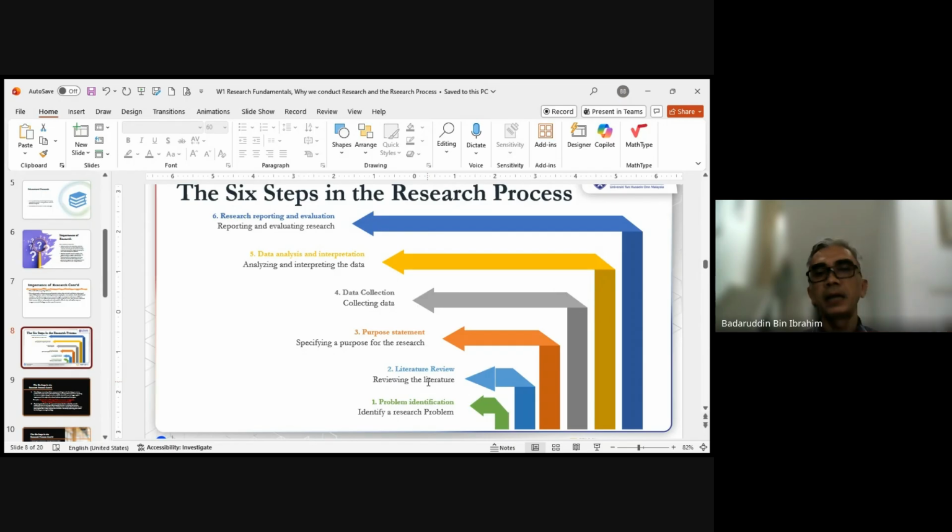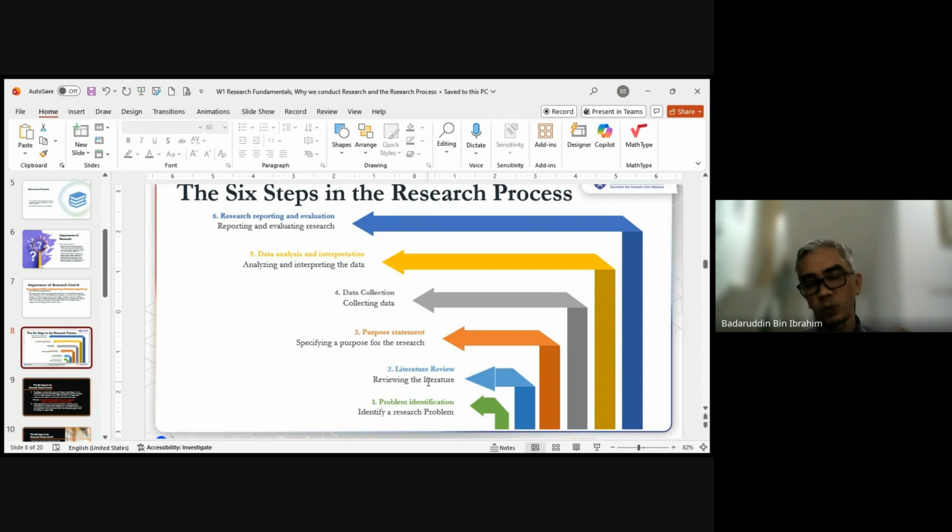And followed by the data collection. The data collection must be synchronized with your research questions or research objectives. This is the hint that we're going to explore in this class. And then the next is analyzing the data.